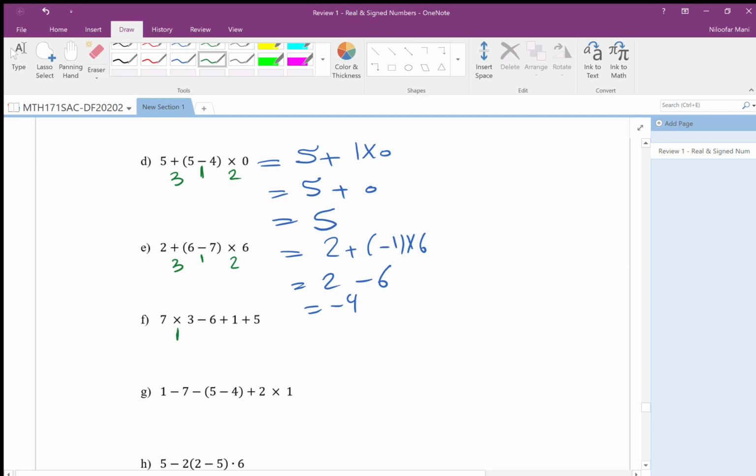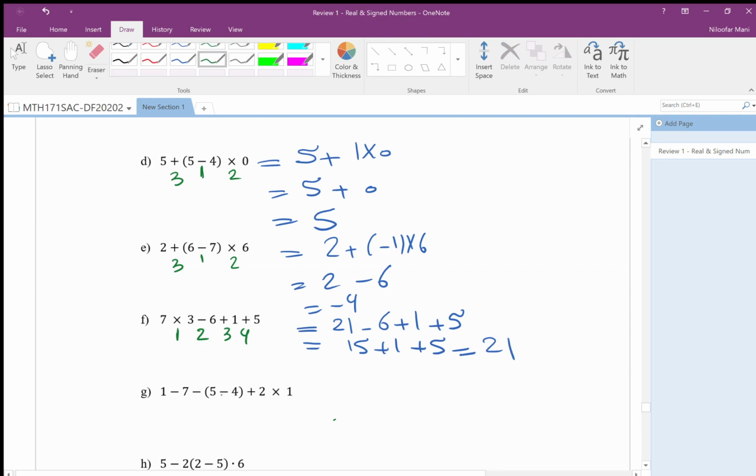and then addition, subtraction. The first comes from the left, I do that one first. So first come first served from left to right. So 2, 3, and 4. And then I can just write the answer here. It's 21 minus 6 plus 1 plus 5, equal 15 plus 1 plus 5, which is 16, which is 21. So how about next?